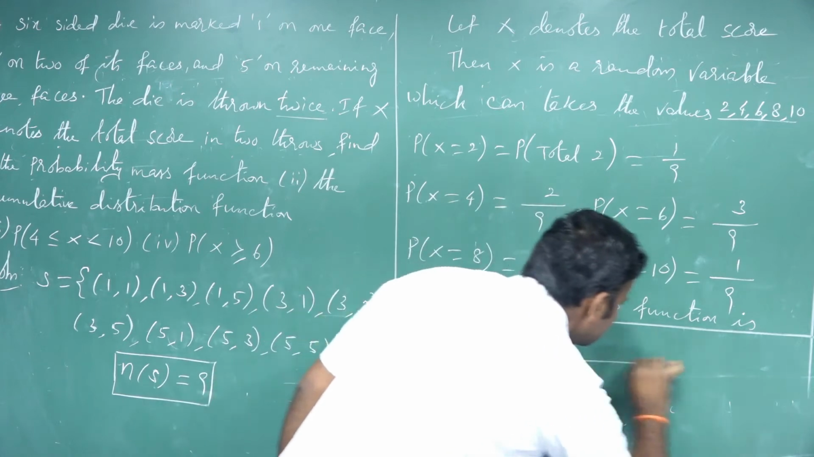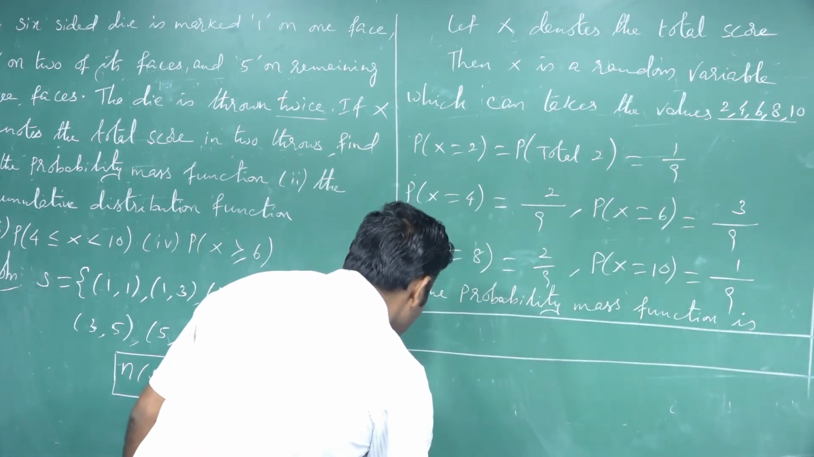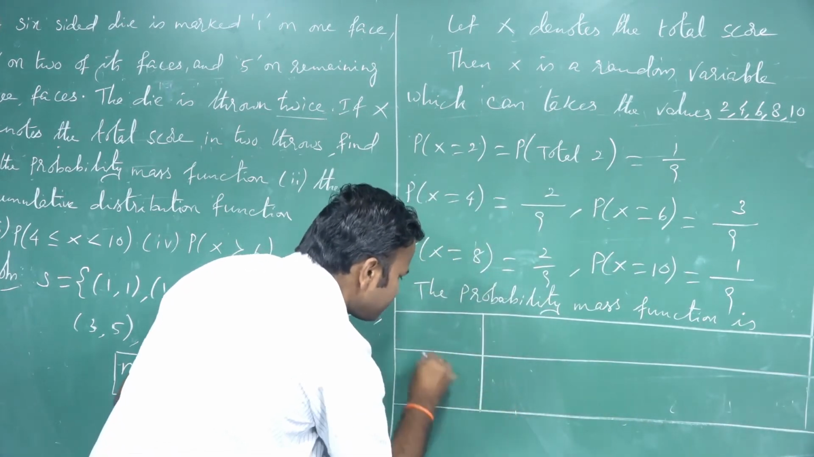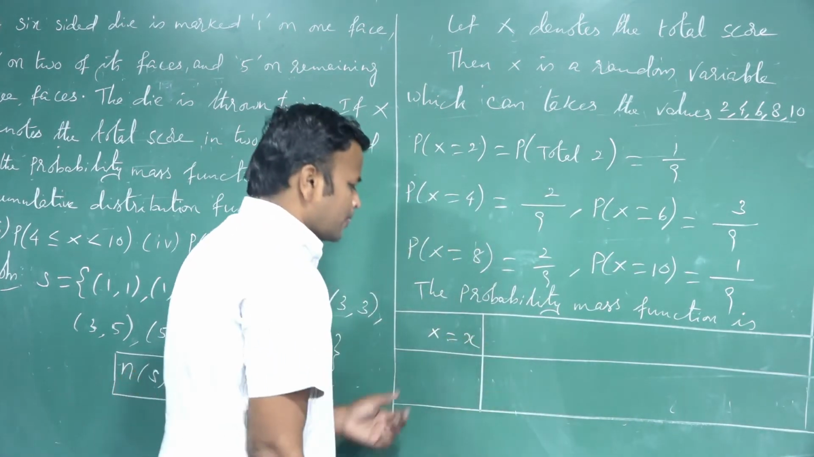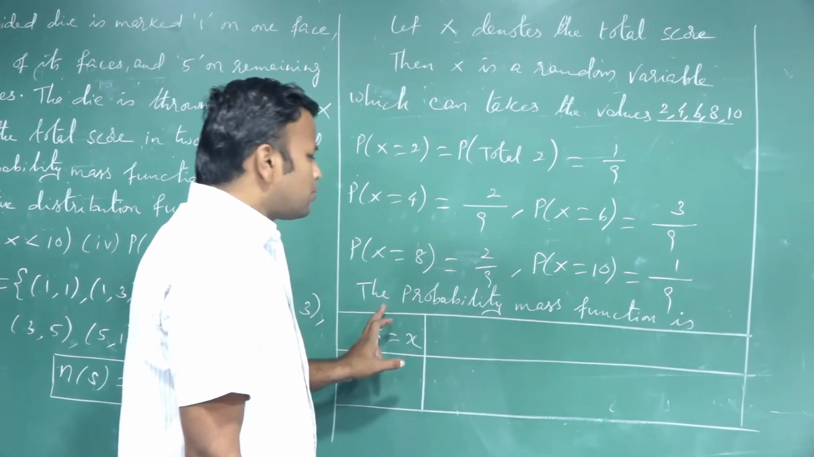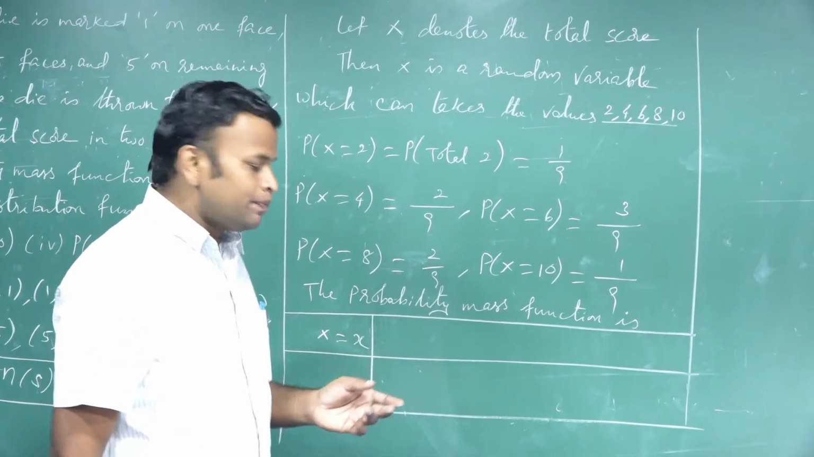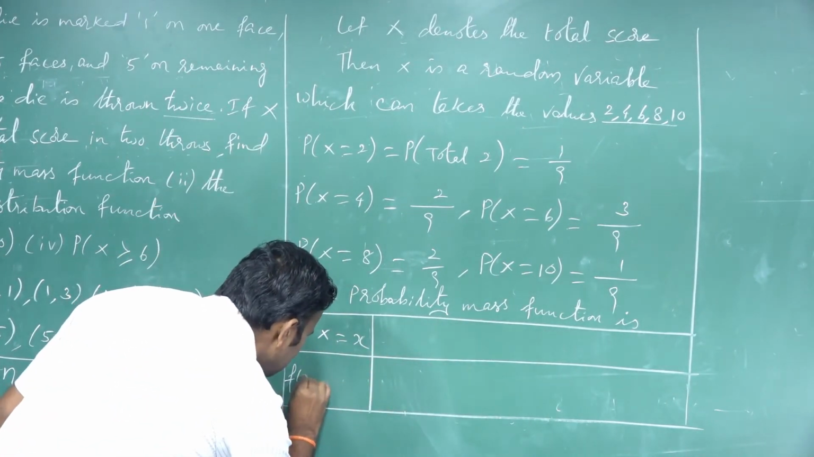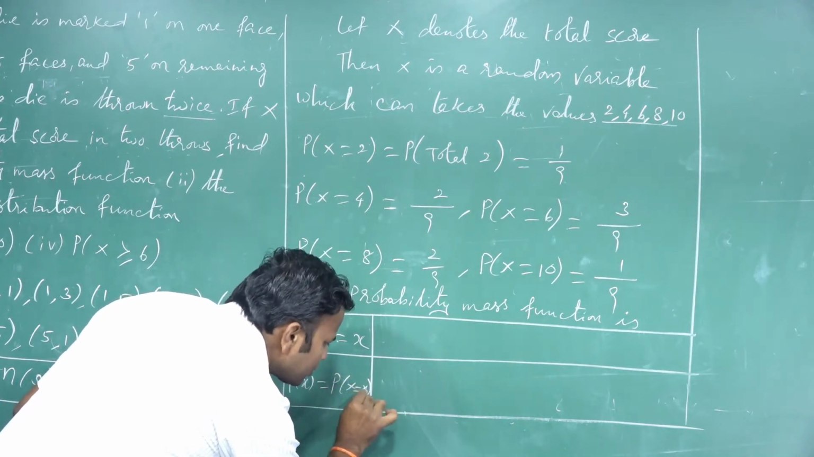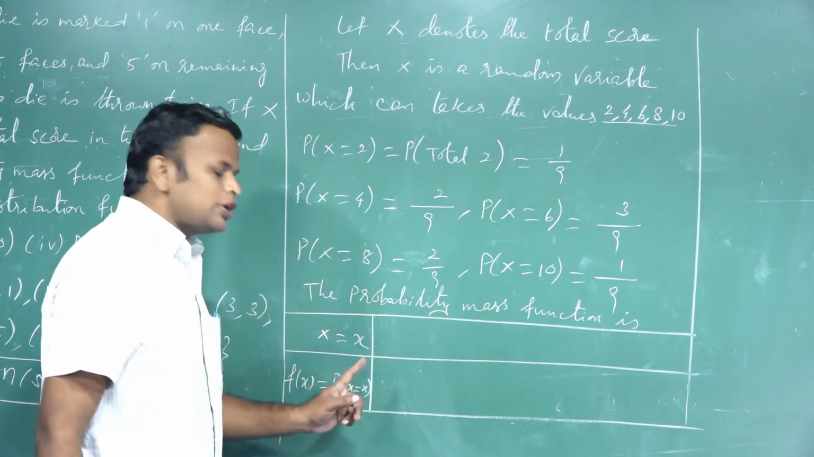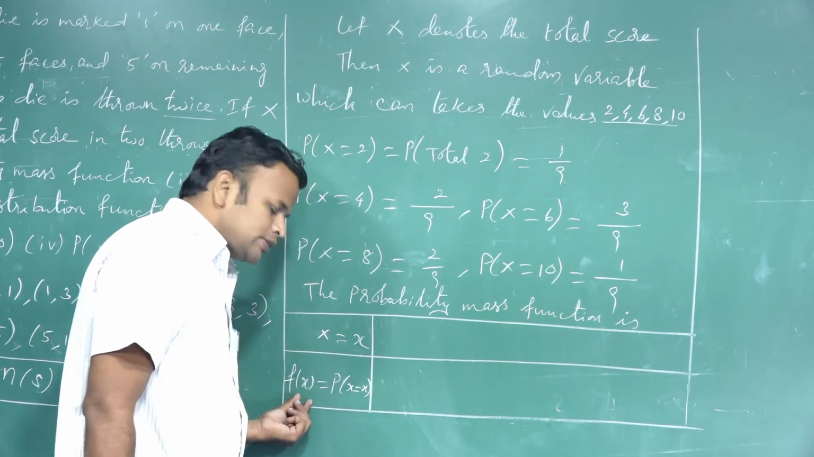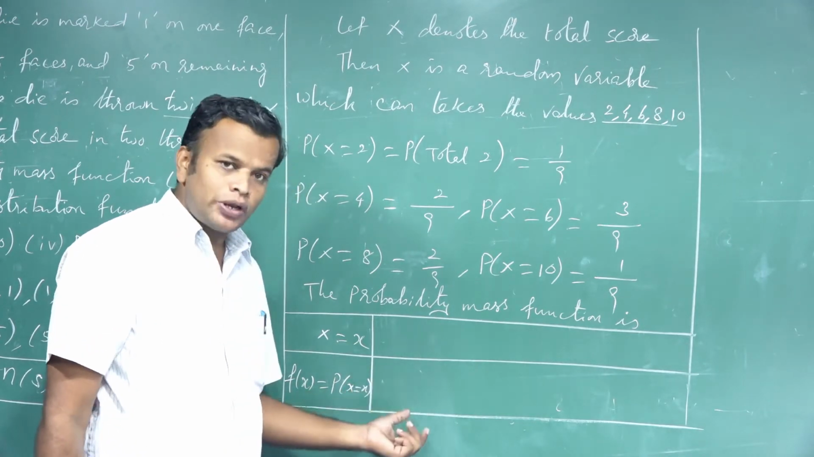I complete the table here. The first column is the random variable value. We write just capital X or capital X is equal to small x. And the next one is the probability mass function symbol. We write either f of x or P of capital X is equal to small x. Writing any one is enough, but for understanding, I write both.